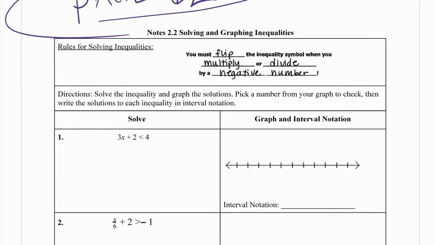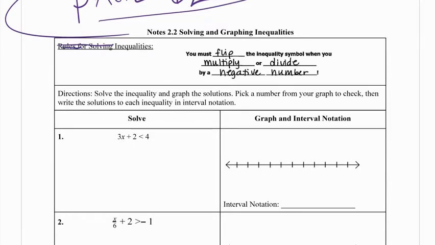And then you have this rule up here, right? The rule for solving inequalities. There we go. Our rule for solving inequalities is that we need to flip the inequality symbol when we multiply or divide by a negative number.